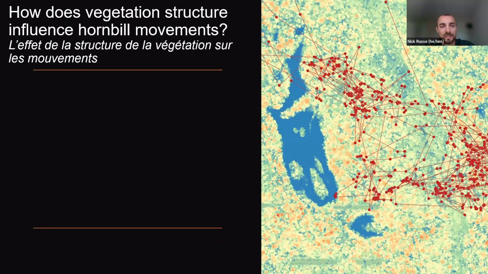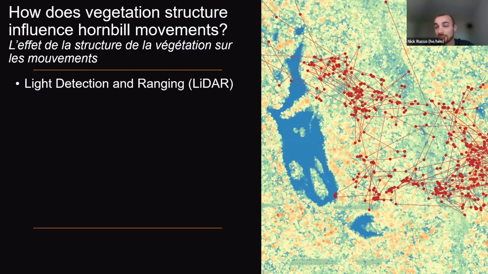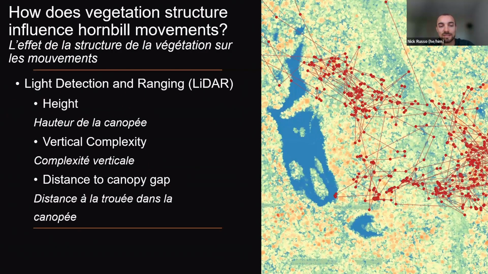Now, our first question was how vegetation structure influences hornbill movements. For this, we needed data on the 3D structure of the rainforest. We use light detection and ranging, which you can think of as a type of 3D scanning technique that gives you a 3D picture of what rainforest vegetation structure looks like. And from this LiDAR data, we derived metrics such as canopy height, vertical complexity, and distance to canopy gap, things that we thought might be important to hornbills. And we related hornbill GPS tracks, hornbill movements to these vegetation structural metrics.